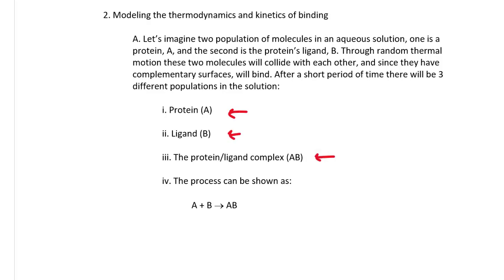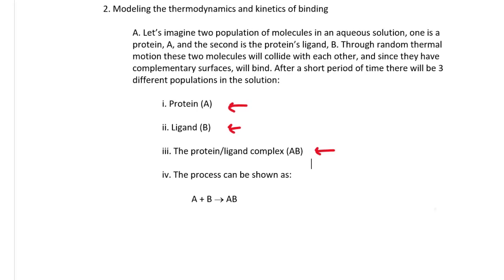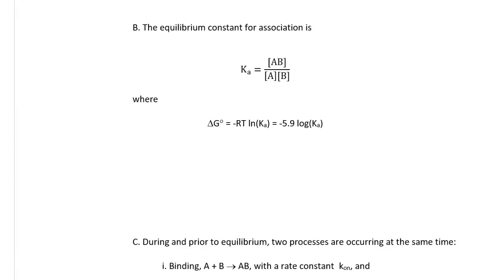The process can be shown as such. A plus B goes to AB. The equilibrium constant for association is Ka equals the concentration of AB over the concentration of A times the concentration of B, where delta G standard equals negative RT natural log of Ka, or negative 5.9 log of Ka, again in kilojoules per mole. So make sure we write that in.